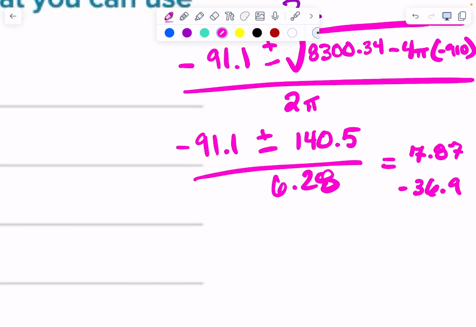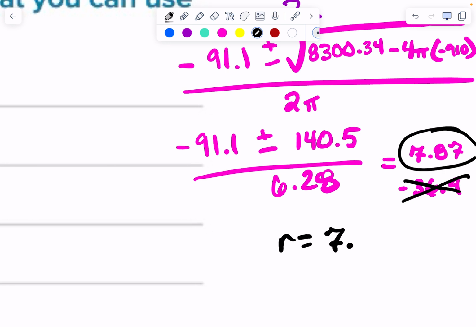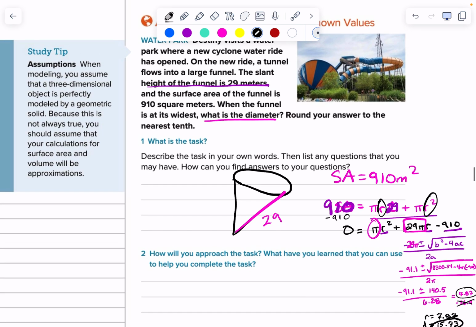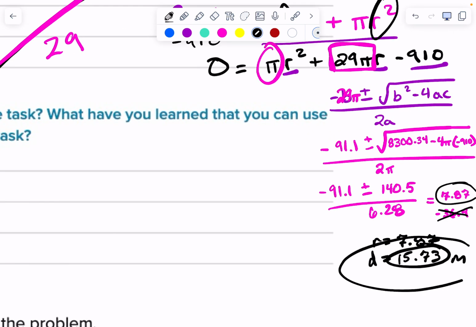What were we solving for? R. Which one is R? It's positive. Can't be negative, right? The radius is 7.87. Is that what they were asking for? They want the diameter, which is double that. It's 15.74, 15.73 if I use the actual value. Is that in feet or meters? Meters. Perfect. That's the diameter.